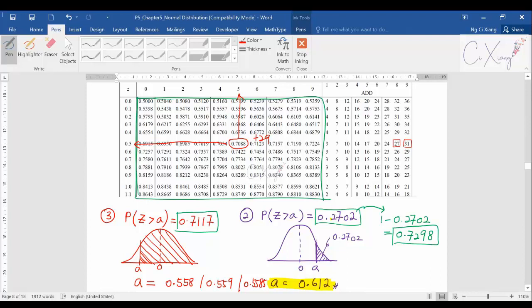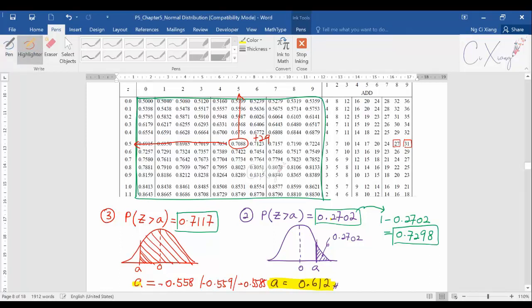Therefore, I look at my graph again. So this is A, and it is before 0. So before 0 means your A should be a negative value. In the end, it should be negative 0.558 or negative 0.559 or negative 0.5585. Okay, so this is the third case that we have.